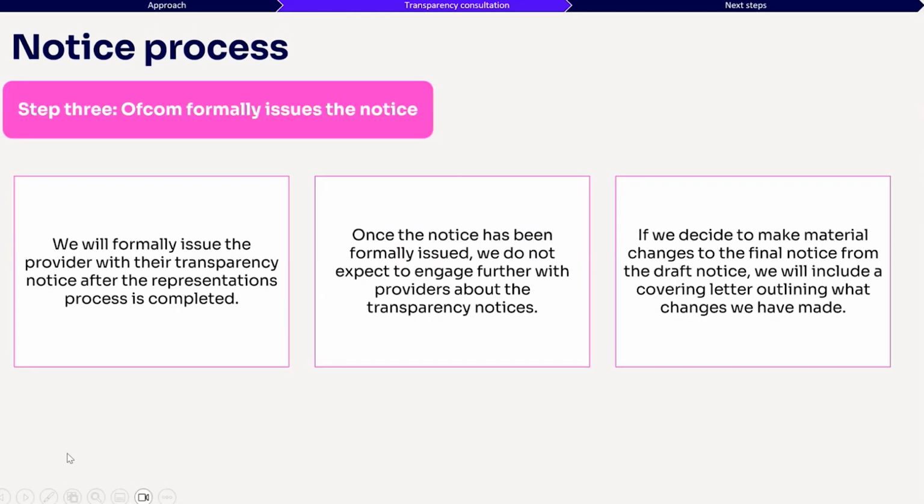Next slide, please. Okay, so finally, step three of the notice process, this is where we issue the actual formal notice. And we'll only be issuing our formal notices once the representation process is complete. So once the formal notice has been issued, we wouldn't expect to engage further with providers about the transparency notice. So the point is that ideally, any issues should have been hopefully resolved during that representation phase.